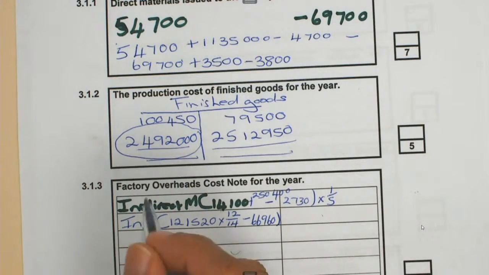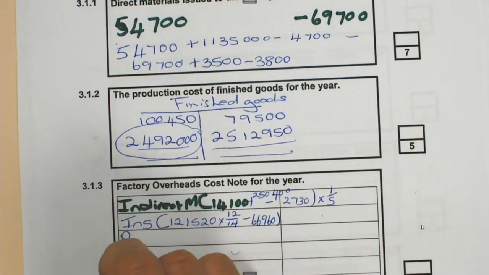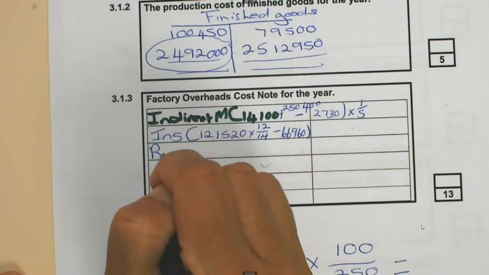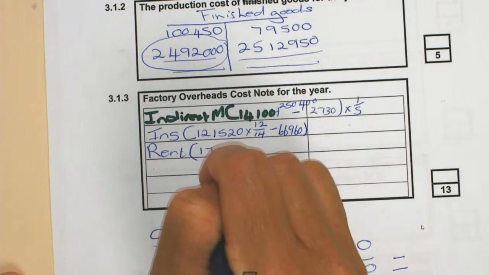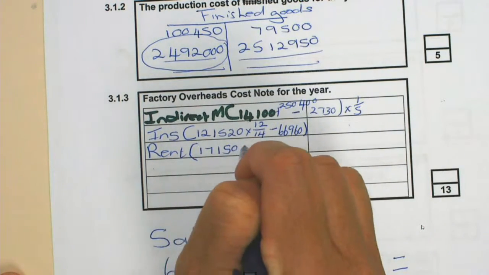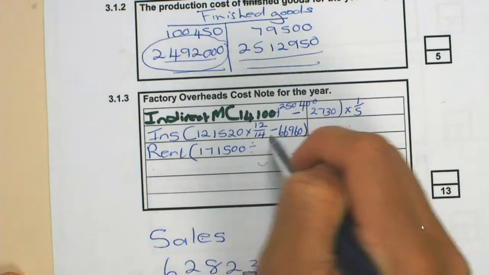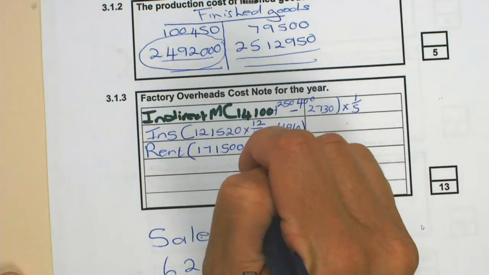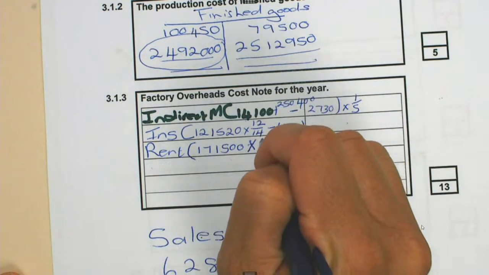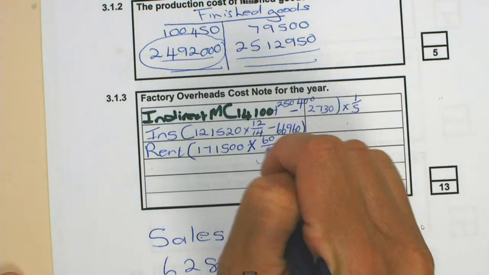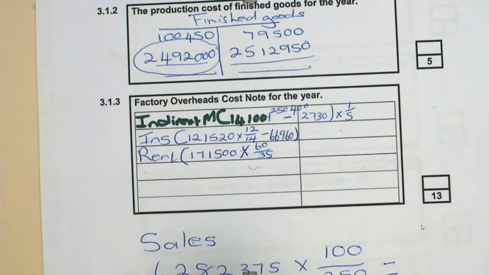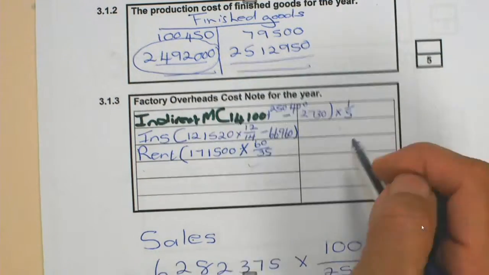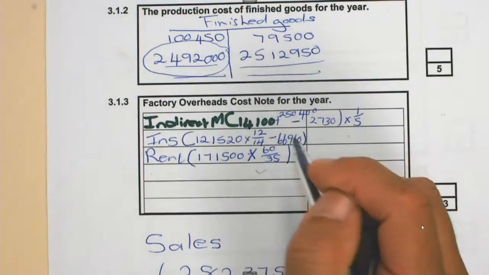Okay, this is your rent. This is my rent. Then I say 171,500 times 60 divided by 35, right? And that will then give you the portion of the factory. Okay.